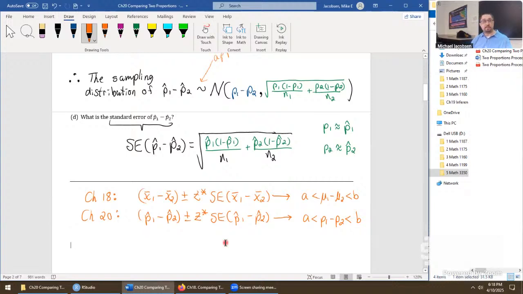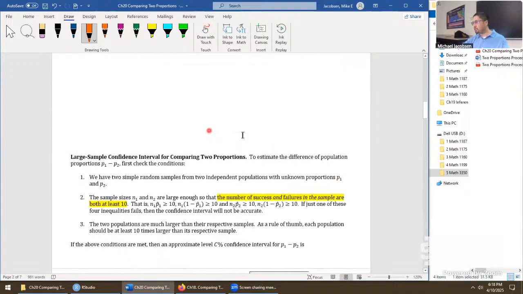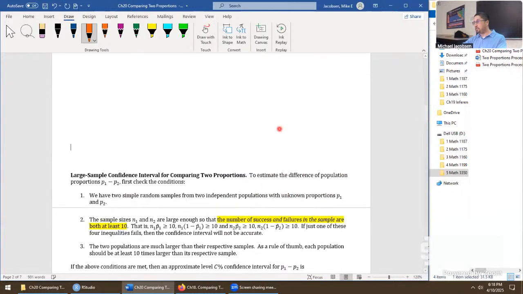Well, we're about ready to specify the full method and then practice a problem. Any questions at the moment with either one of these approaches? Okay, well, here is then next, the large sample confidence interval for comparing two proportions.